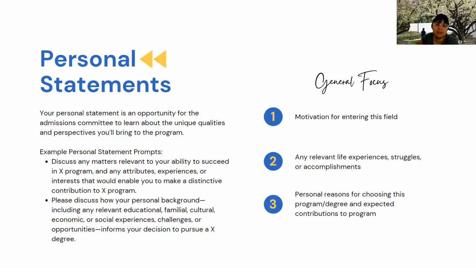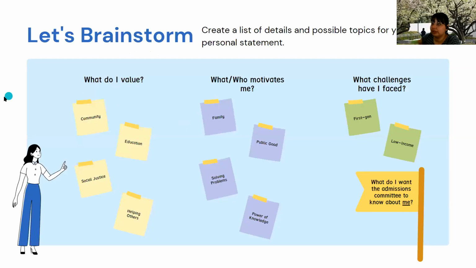But let's go ahead and brainstorm on how you can go about outlining some specific details and topics for your personal statement. All right, so essentially, these are just a few questions that you can consider as you get started with your personal statement. Overall, you just want to answer, what do I want the admissions committee to know about me? And this is as it relates to the prompts that you've been provided through that particular program.